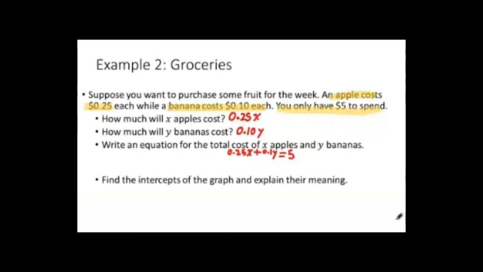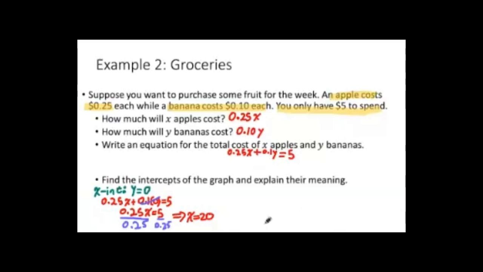Now, first, let's find the x-intercept. Recall we set y equal to 0. So replacing y with 0 in our equation, we have 0.25x plus 0.1 times 0 equals 5. Well, the best part of working with 0.1 times 0 is that it's 0. Anything plus 0 is itself. So we're left with 0.25x equals 5. Divide both sides by 0.25, and we get x equals 20.